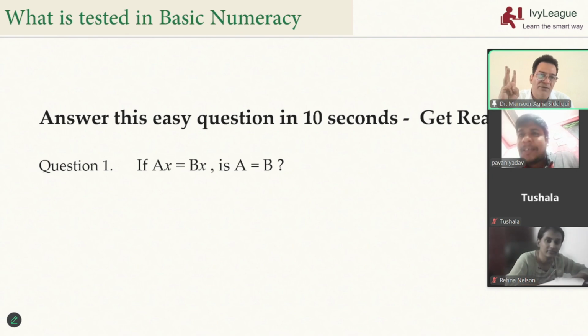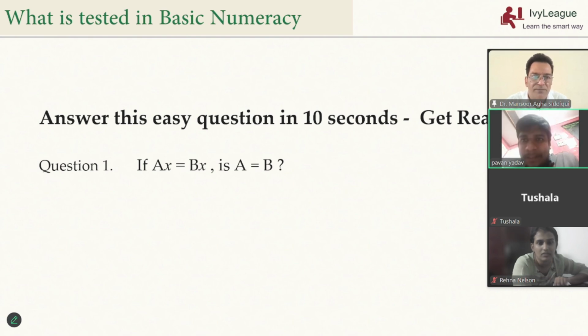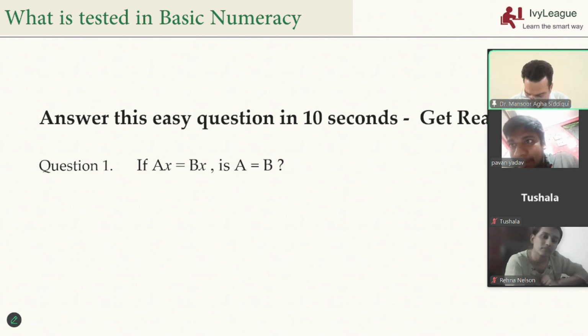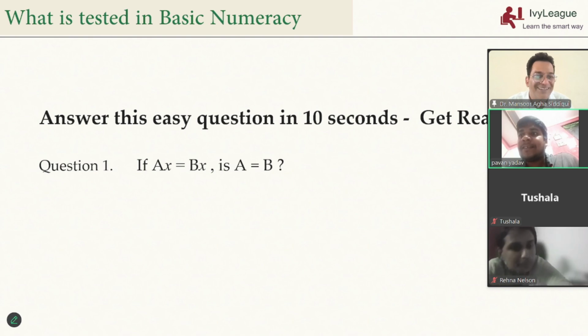One, two, X, three, equal to 1, sir. 4, 5, 6, 7, 8, 9, 10. Give me the answer. X equal to 1, sir. X equal to 1? Yes, sir. No, the question which I'm asking is: if Ax equal to Bx, is A equal to B? The answer has to be yes or no. Quick. Yes, sir. Okay, so you're wrong. The answer is no. Let's understand.